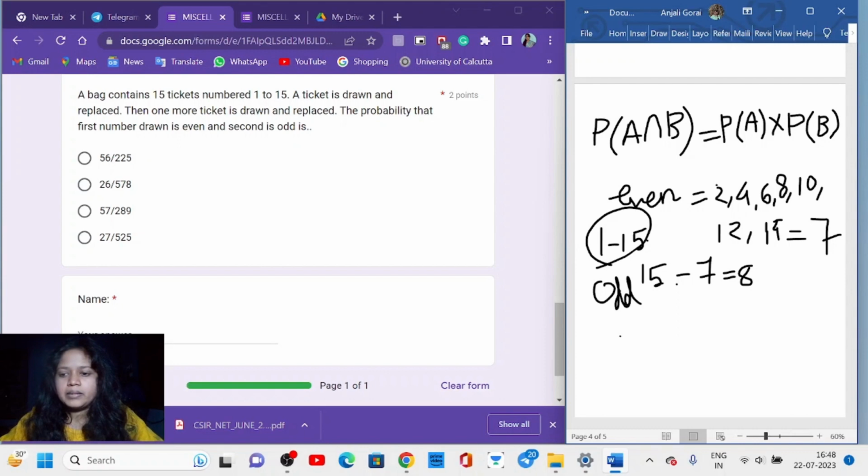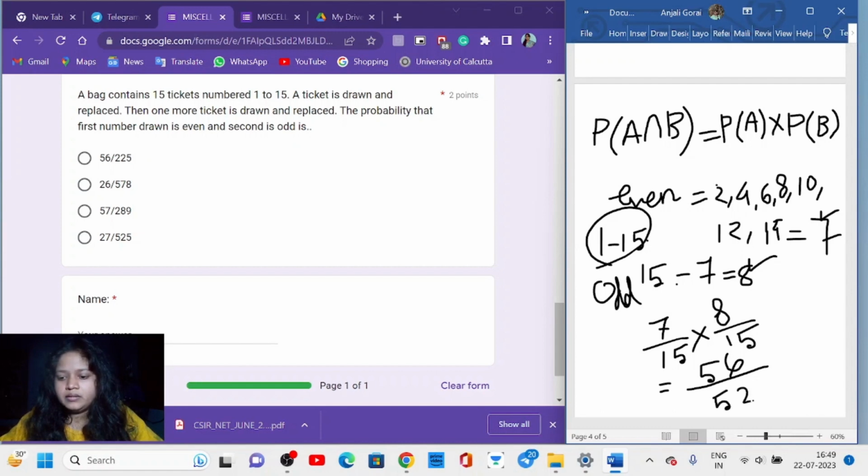So what is the probability? The probability of event A and event B: our probability of an even number is 7 and of an odd number is 8. So here it will be 7 by the total number 15 into 8 by 15. So the total will be 7 into 8 over 15 into 15, 15 squared, equal to 56 by 225. And that will be the answer.